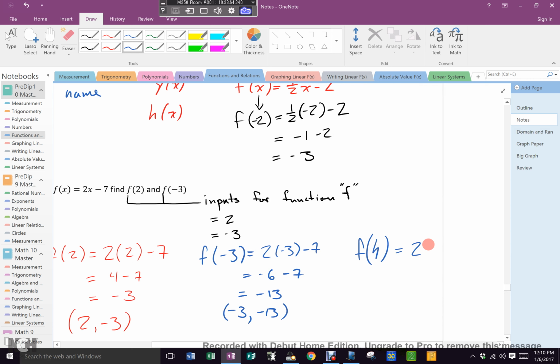2 lightning bolt minus 7. And could you go any further? You can't go any further, can you? Everybody cool? Okay. What if I gave you this?